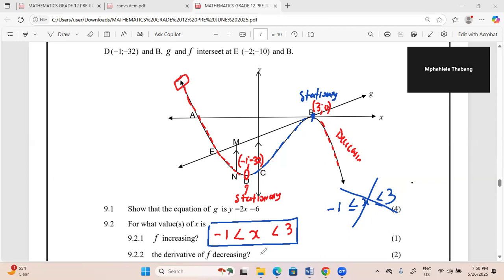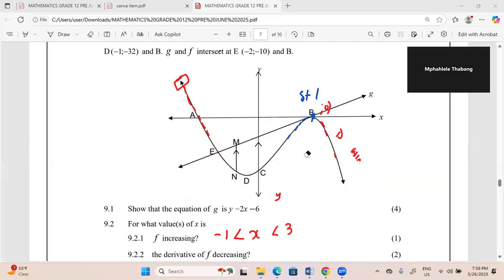Now they are saying, what are the values of x whereby the derivative of f is decreasing? So this is my function f. This is a cubic function f.